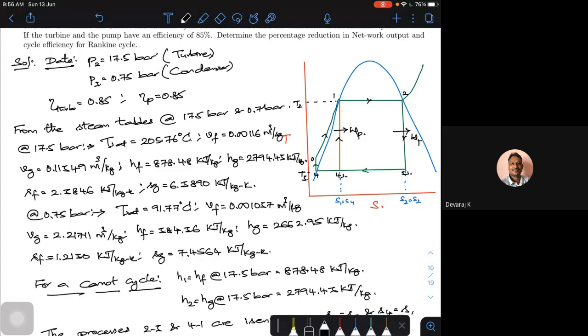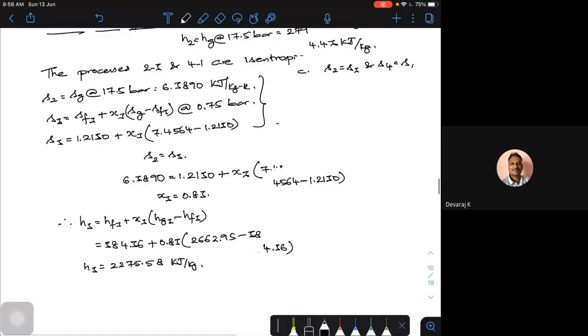That is 205.76 plus 273. Then the lowest possible temperature is the saturation temperature, which is 91.77. That is in terms of Celsius, so we need to convert that to Kelvin, the absolute values. 205.76 plus 273, if I do that, I am getting 478.76. That is the value, and the other is the lower value.